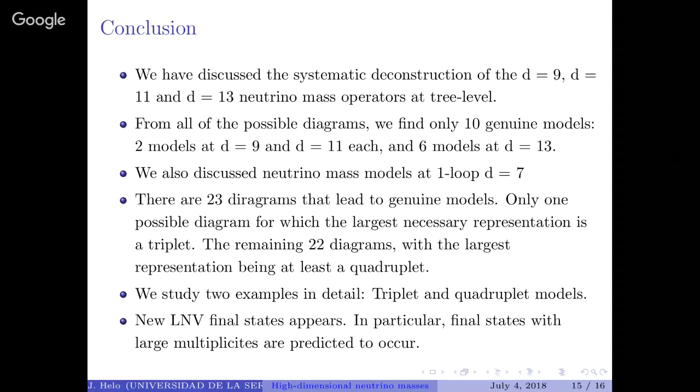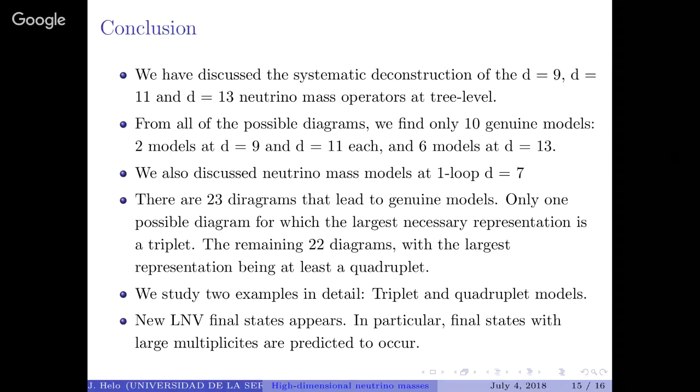We also discussed neutrino mass models at one loop, dimension 7. We found 23 diagrams that lead to genuine models. Only one possible diagram for which the largest necessary representation is a triplet, and the remaining 22 diagrams with the largest representation being at least a quadruplet.